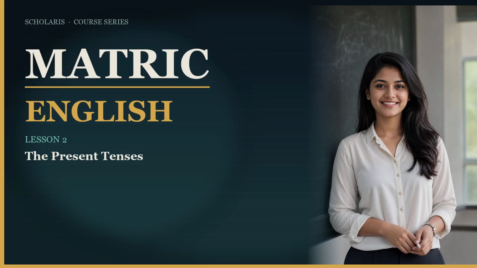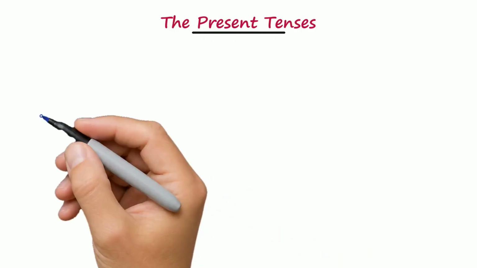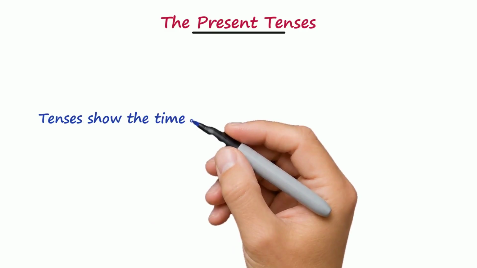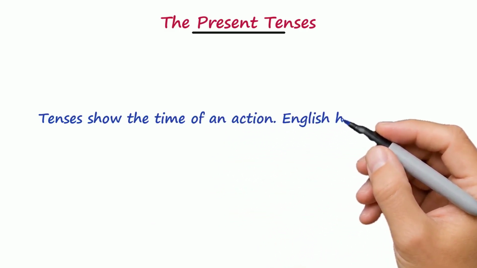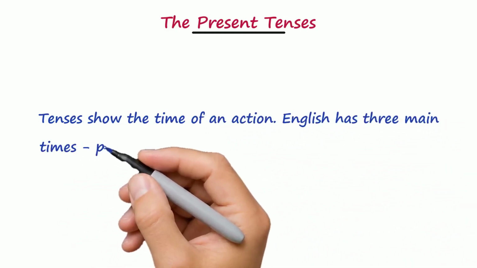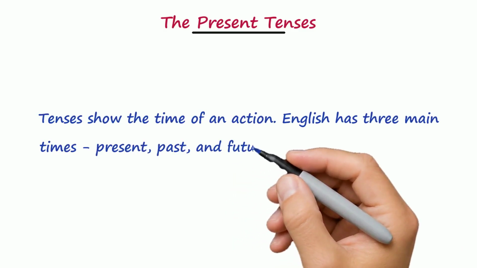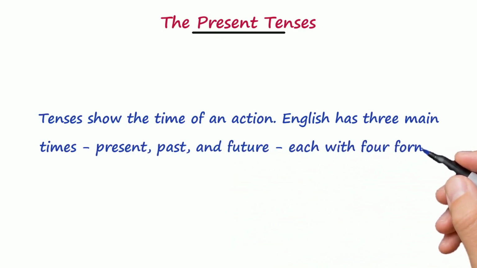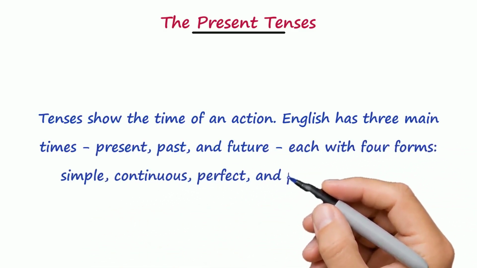Let's get into Matric English. Lesson 2 is the present tenses. Tenses show the time of an action. English has 3 main times: present, past, and future, each with 4 forms: simple, continuous, perfect, and perfect continuous.